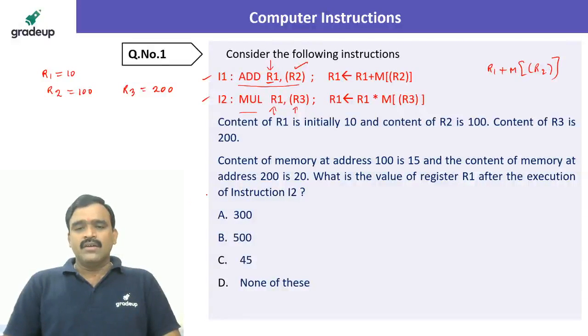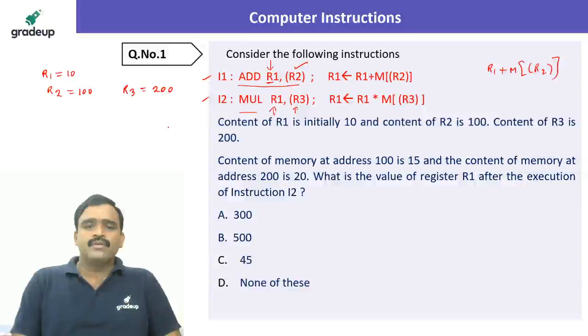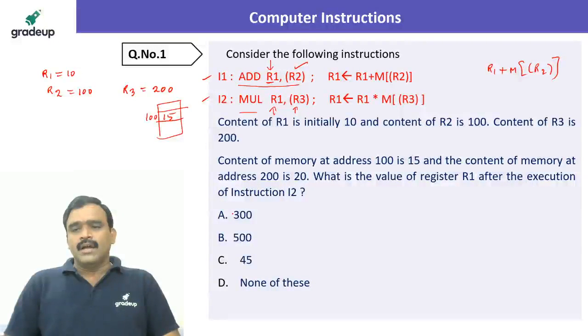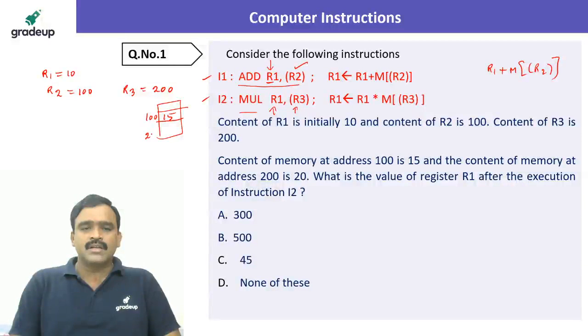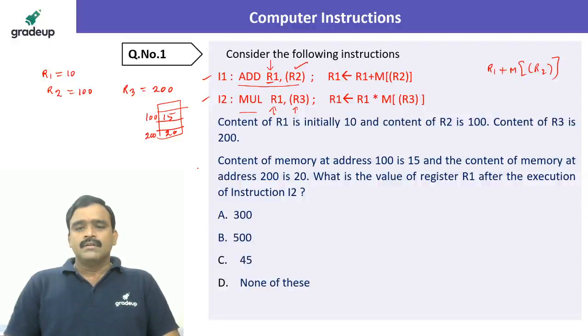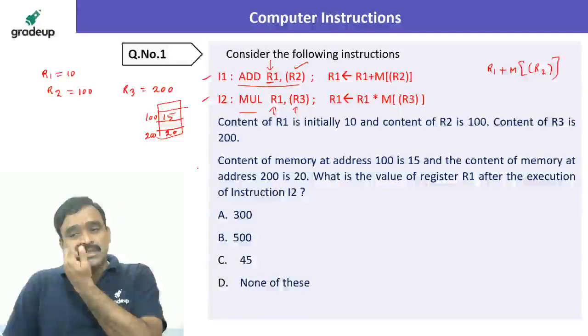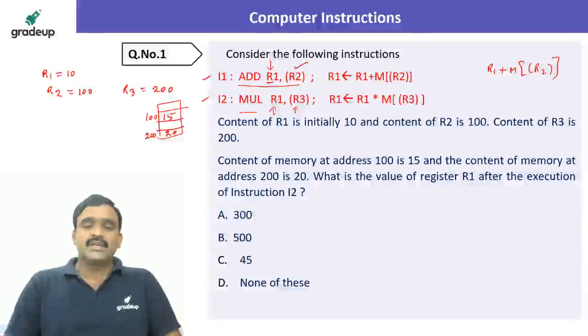Okay. Content of memory at address 100 is 15. So if you go to memory at address 100, the value of memory content at address 100 is 15. And the content of memory at address 200 is 20. So if you go to memory at address 200, there is a value 20. Now, what is the value of register R1 after the execution of instruction I2?